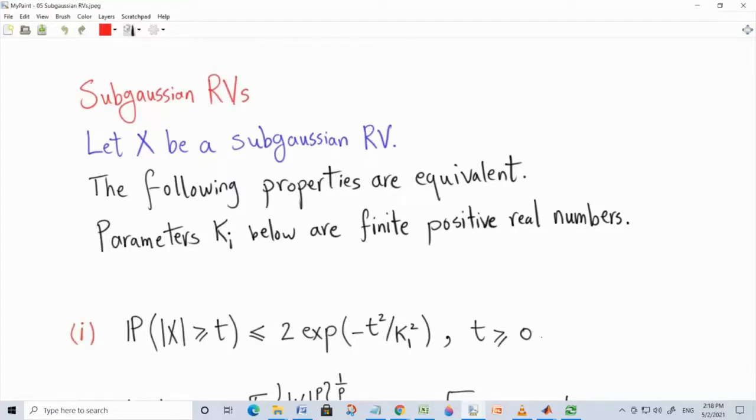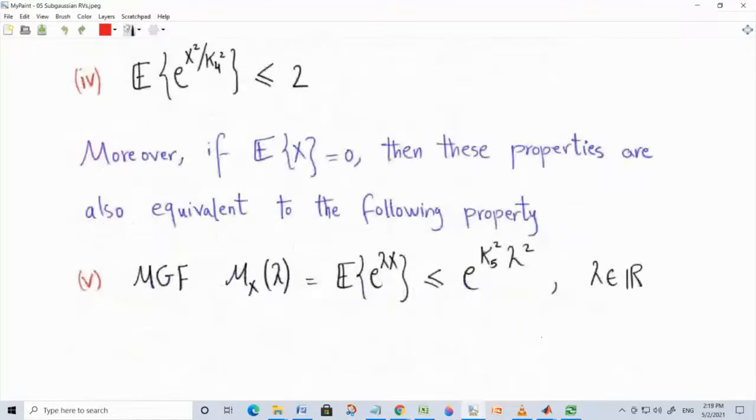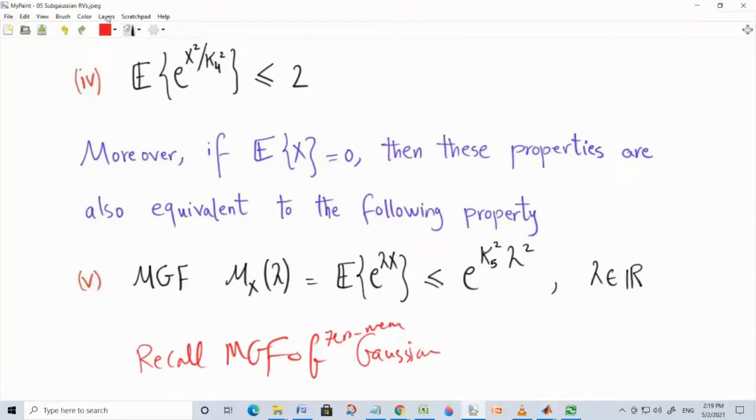So what is a sub-Gaussian random variable? It's a random variable that satisfies a certain property. It can be understood in a number of ways. Recall the moment generating function, the MGF of a Gaussian, a zero mean Gaussian. Remember what the form was? M_X(t), which is the expectation of e^{tX}, was exponential of one half t squared sigma squared if it's zero mean. So it is characterized by this exponential of t squared, right?